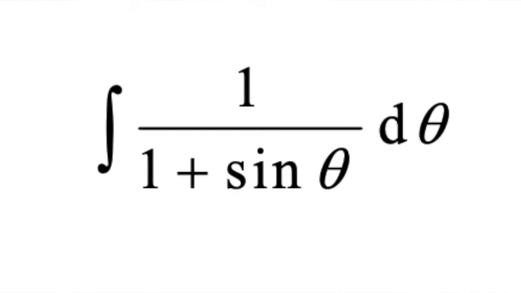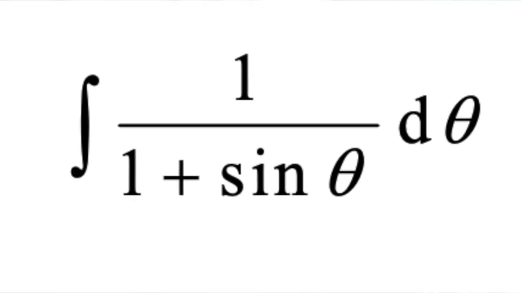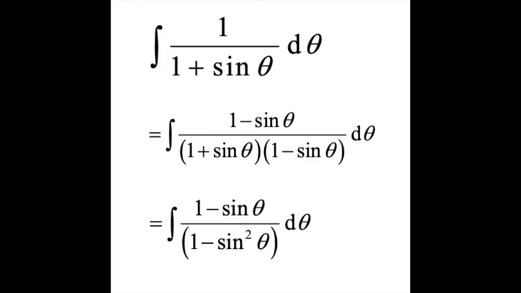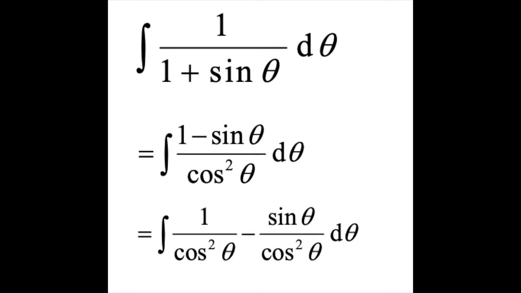If we want to find integrate 1 over 1 plus sine theta d theta, we can approach this question in many ways. For this fraction, we can multiply both top and bottom by 1 minus sine theta. So in that case, the top becomes 1 minus sine theta, the denominator becomes 1 plus sine theta times 1 minus sine theta. So the denominator is going to be 1 minus sine square theta. So in that sense, we simplify into 1 minus sine theta over cosine square theta. We can use some identities just mentioned before. So in the end, we can split this fraction.